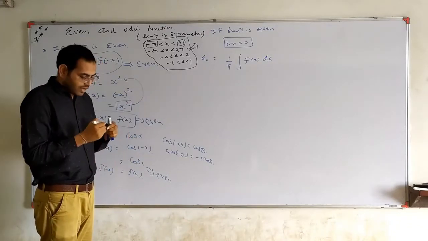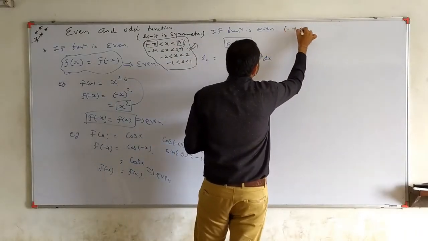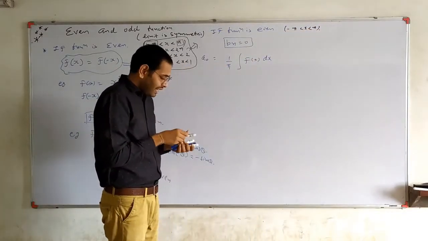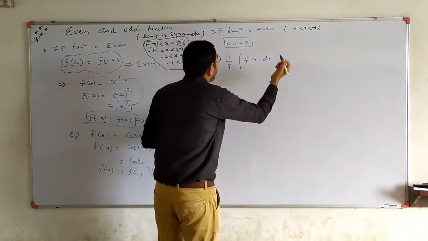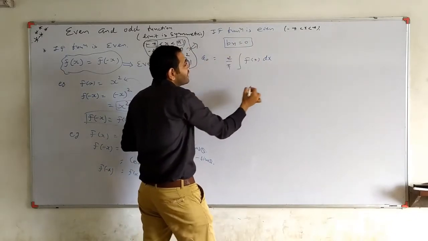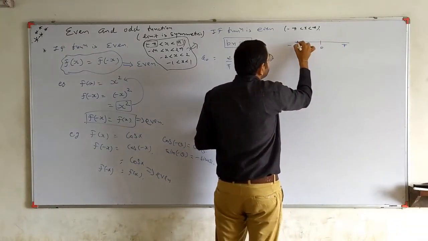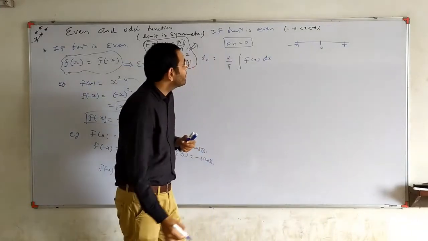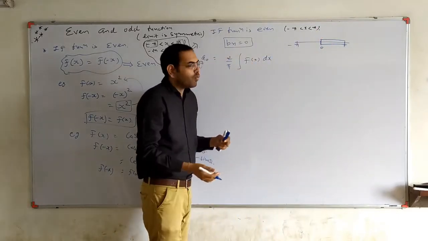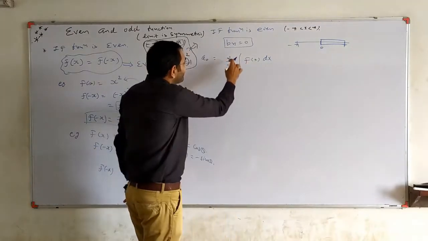Then we go for an example. Suppose here we have the limit minus pi to pi. If the function is even, then a0 equals 2 by pi. We have the limit minus pi to pi, and we find the integral over the half range from 0 to pi, and whatever the answer is, we multiply with 2, so we multiply with 2 by pi.